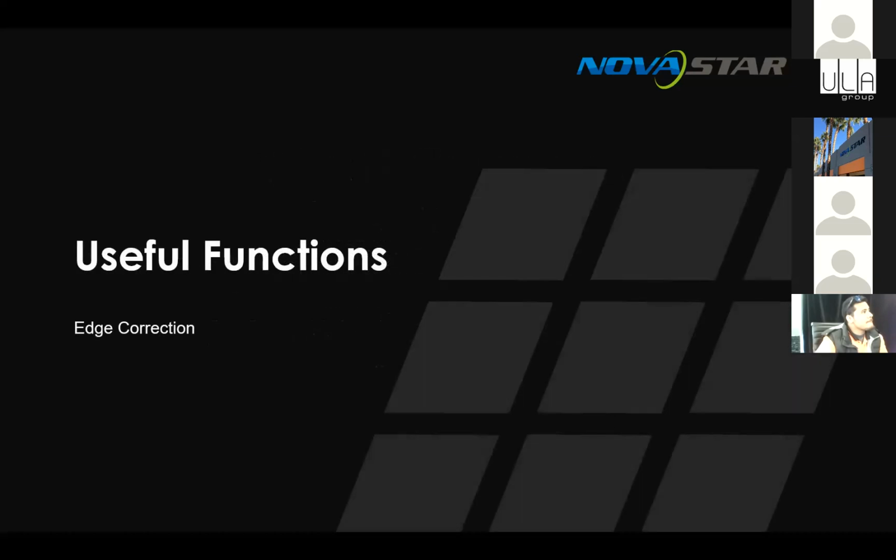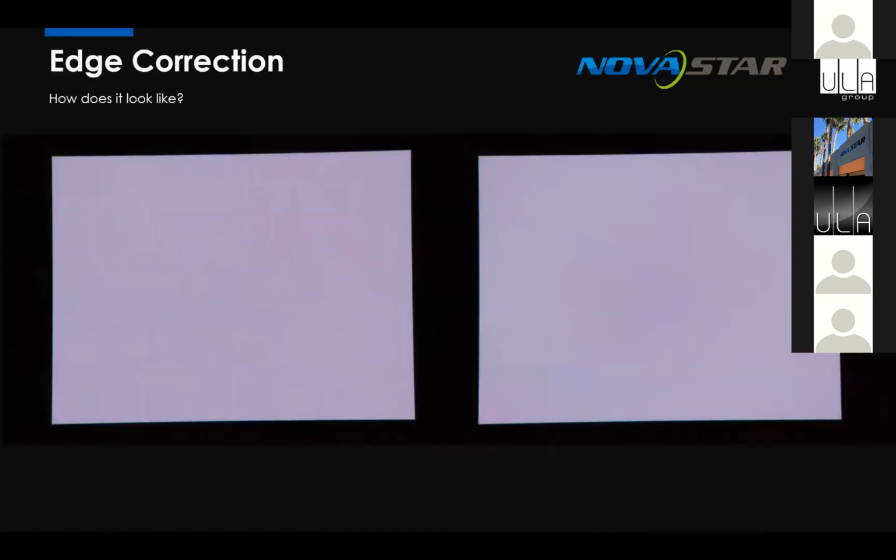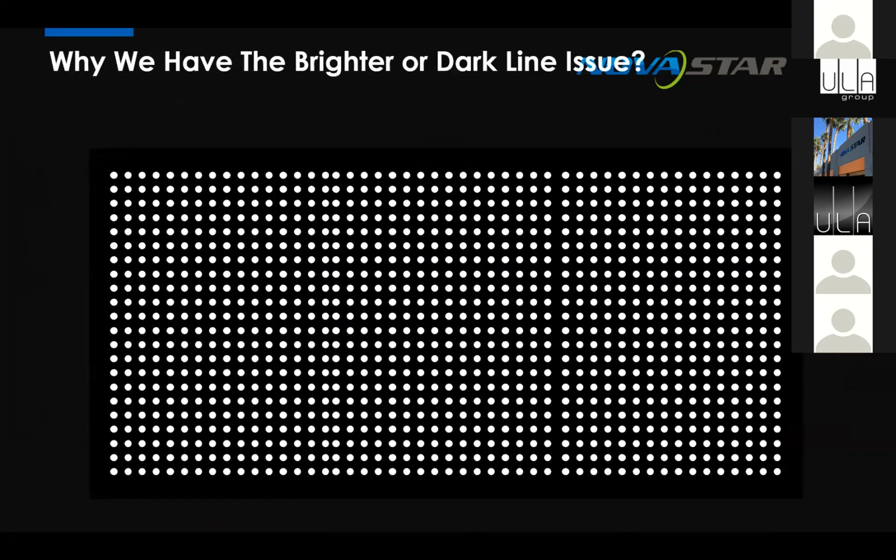First thing I'll cover is edge correction. So basically what happens here is, a lot of the rental guys, or realistically any LED screens that you put up, sometimes a millimeter in the alignment or adjustment of the screen can cause some issues with bright or dark lines. As you can see in the picture on the left, you can faintly see the line versus the one on the right. And if you zoom in a bit closer, this is what's causing it. It's basically the LEDs getting closer together.